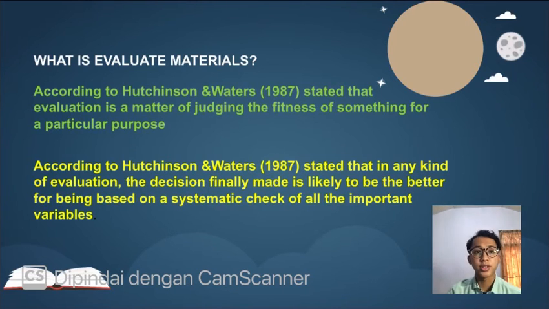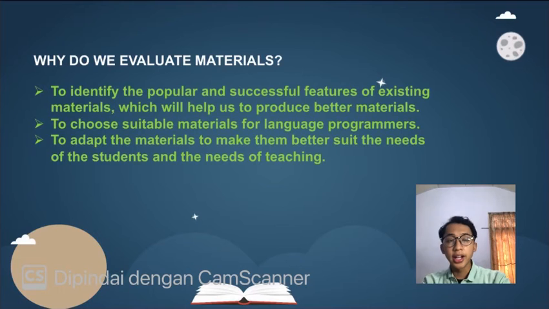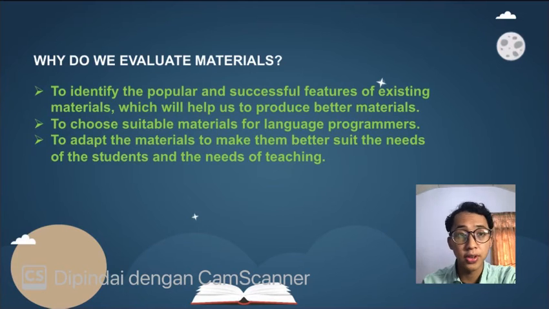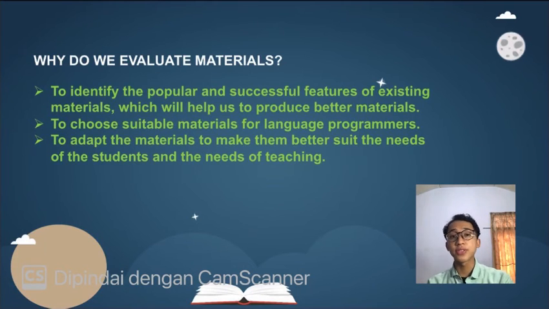According to Atkinson and Waters, in any kind of evaluation, the decision finally made is likely to be better for being based on a systematic check of all the important variables. So here is why we evaluate materials, and we have three answers here. First is to identify the popular and successful features of existing material, which will help us to produce better materials.